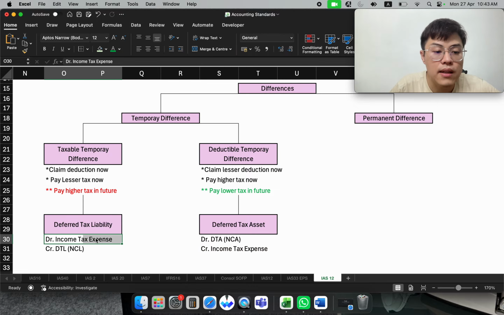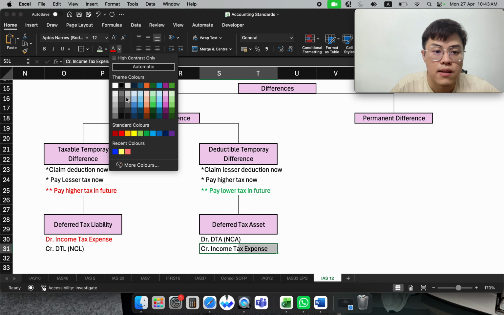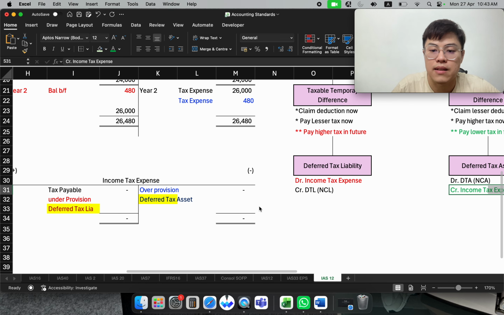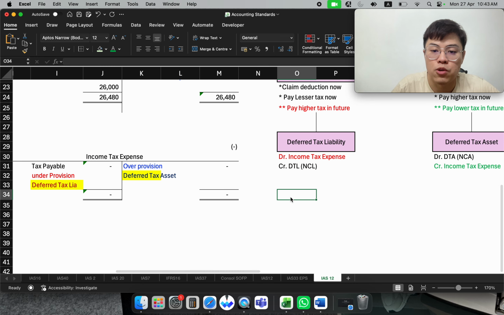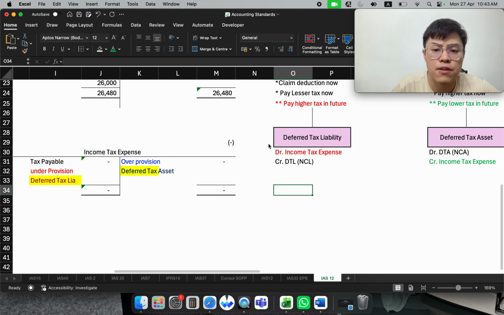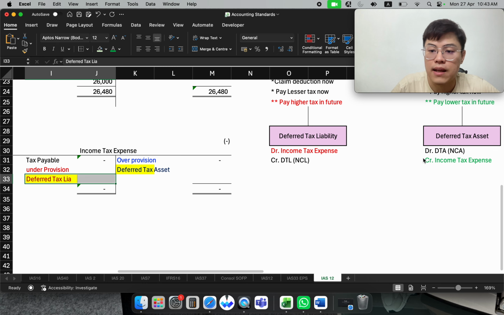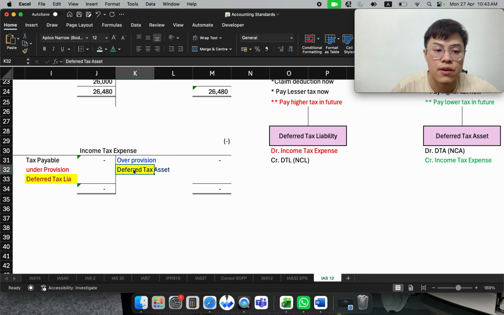That's the reason why this increase in income tax expense, and this saving in income tax expense, is under your income tax account that I drew for all of you just now. Can you see? Deferred tax liability will be in here, deferred tax asset will be in your income tax expense credit side. So this is the reason.